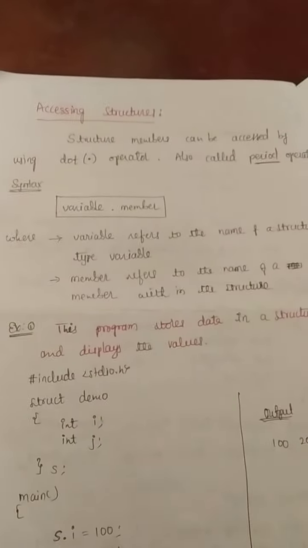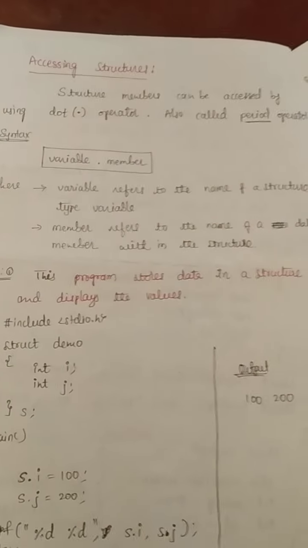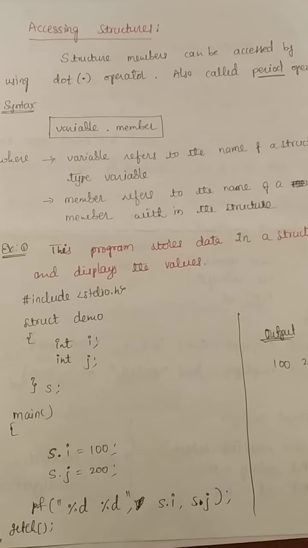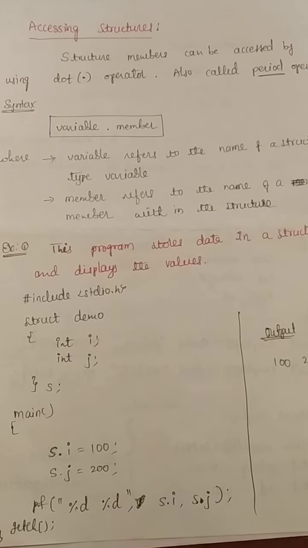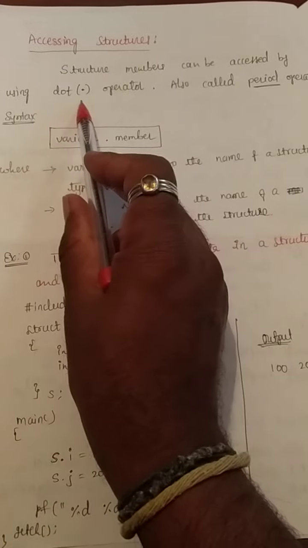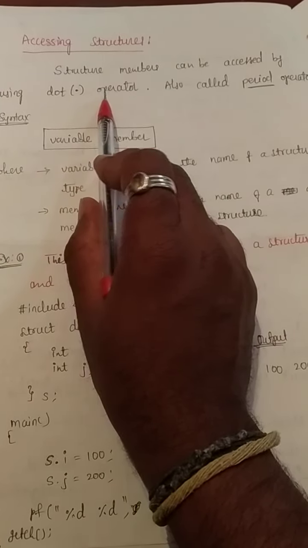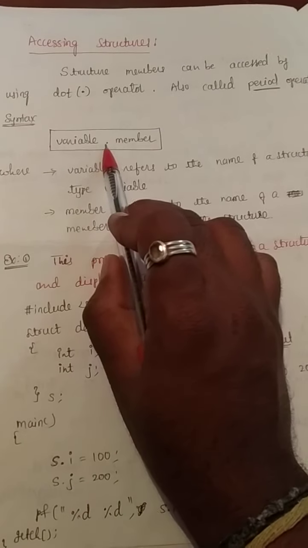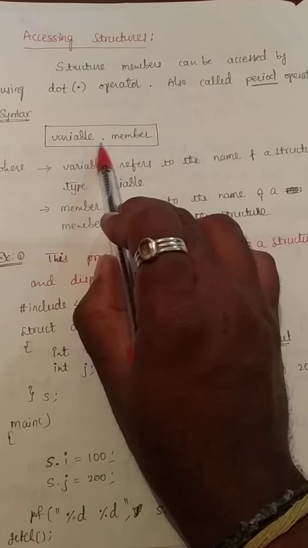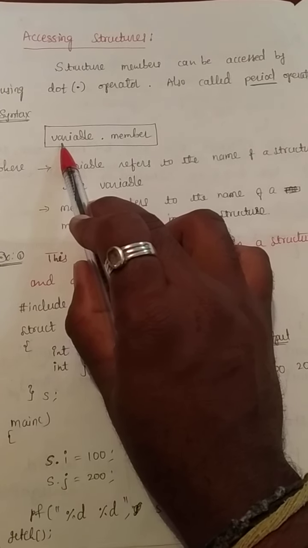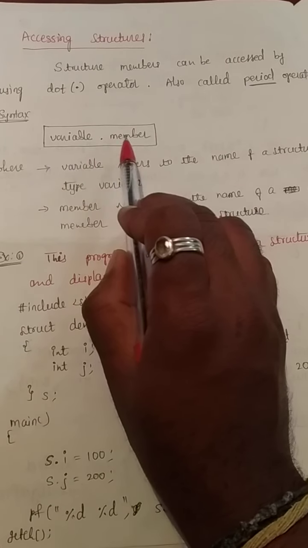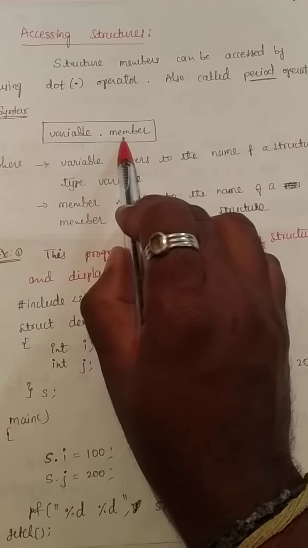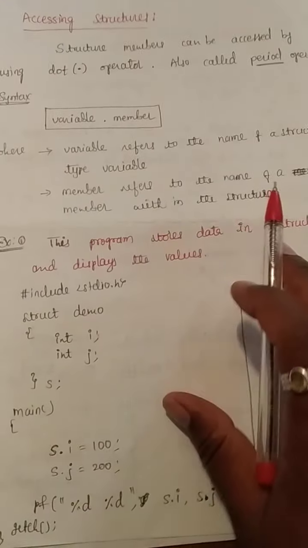Next we can see how to access the structure members. Structure members can be accessed by using the dot operator, also called the period operator. What is the syntax? See, the dot operator is here. Before the dot operator, you have a structure variable name. After the dot operator, you have a member. Who is the structure variable and who is the member? We'll discuss that now by seeing this example.